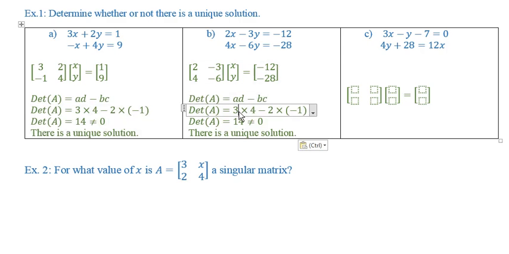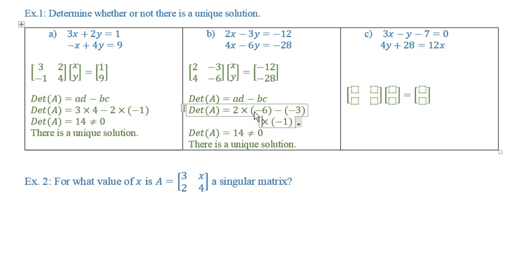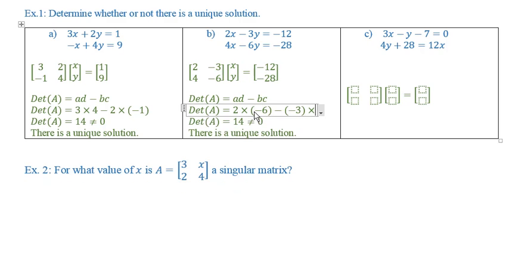So in this case, my leading diagonal is 2 times -6, and my non-leading diagonal is -3 times 4. Going through that calculation, -12 minus -12, that's -12 plus 12, or 0. So that means there is no unique solution. In this case, we did get the determinant of 0, meaning there's no unique solution.